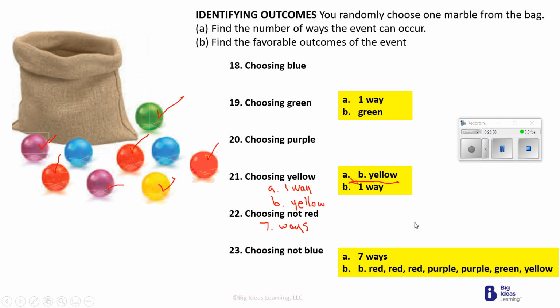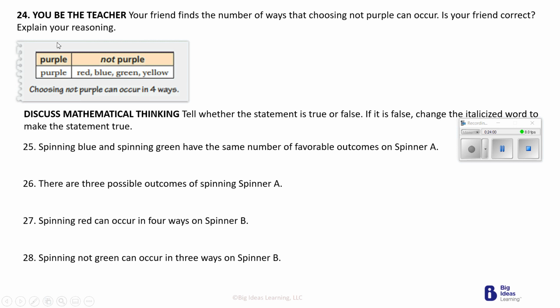All right, let's go to number 24 now, or 25. You have number 24 to do. Discuss mathematically. Tell whether the statement is true or false. If it is false, change the italicized word to make the statement true. Okay. Spinning blue and spinning green have the same number of favorable outcomes on spinner A. Okay, we're going to have to find the spinner to see how this is going to work. So give me a second here.